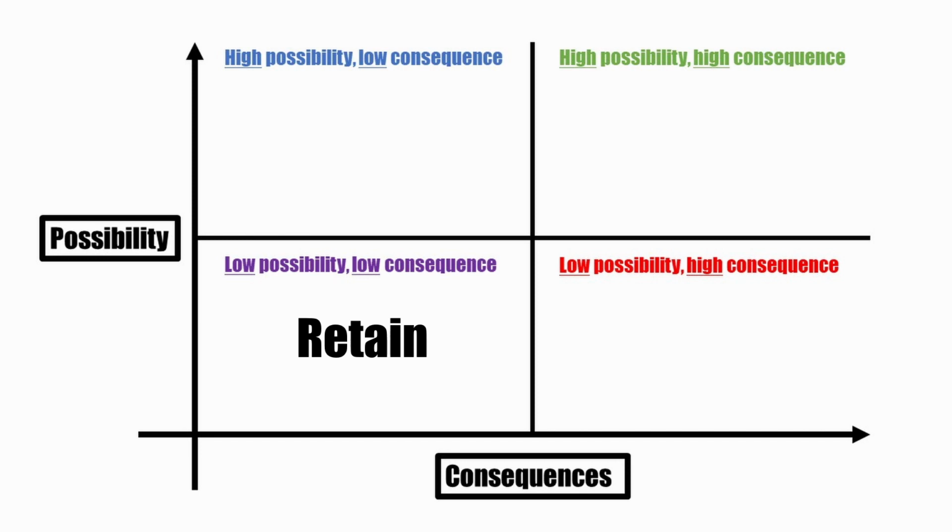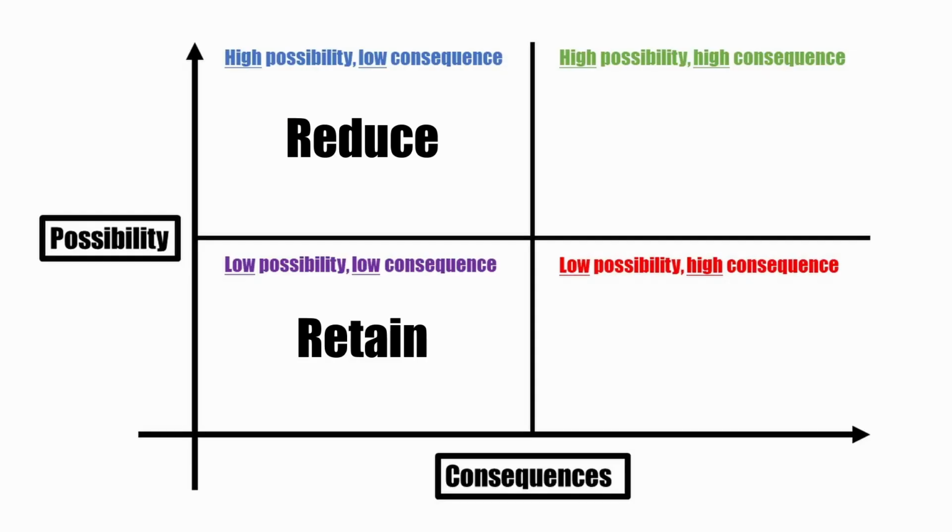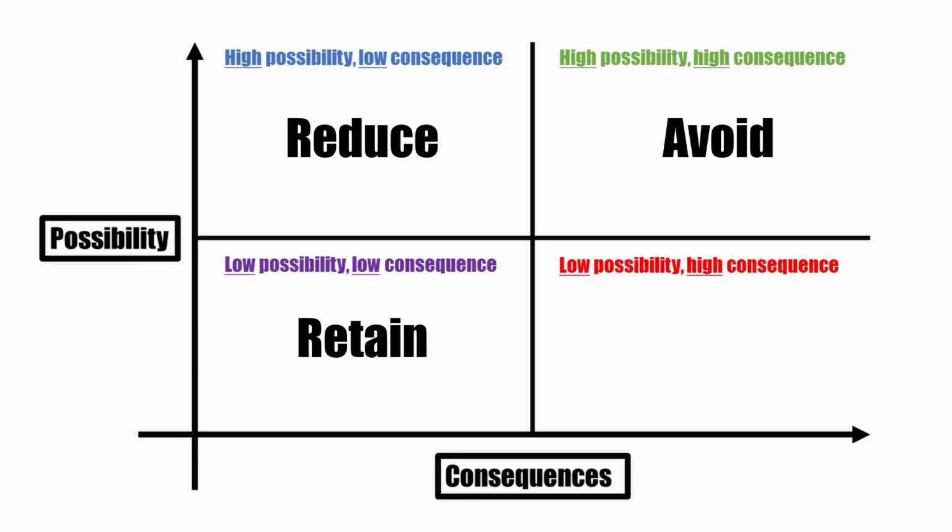Next is the high possibility and low consequence risk. You can mitigate this risk by reducing it. For example, if you want to play contact sports like basketball, you can reduce the risk by wearing protective gear or reducing the amount of play time. That way it will reduce the possibility of you getting injured. Next is the high possibility and high consequence risk. The risk management tool for that is to completely avoid those activities. For example, drink driving, don't do it at all. Completely avoid it.